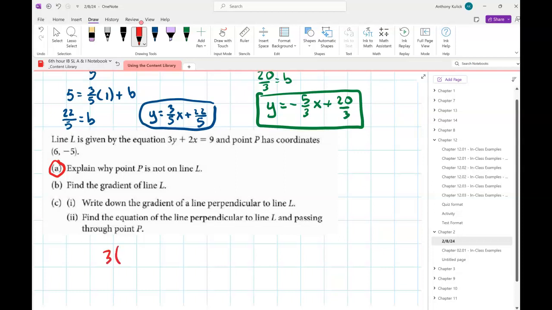Here's what I would do. I would just show that (6, -5) doesn't satisfy the equation. And I'm done, right? No words necessary. I've just shown that the point doesn't satisfy the equation. That ought to do it.